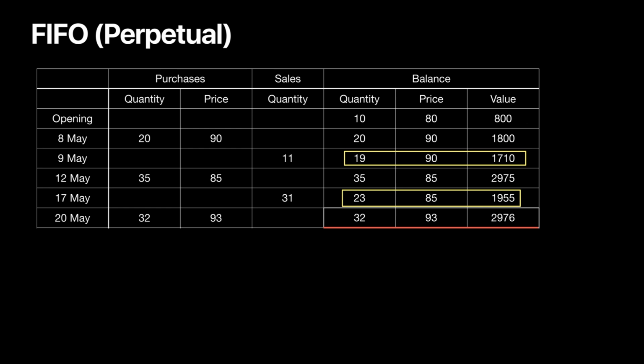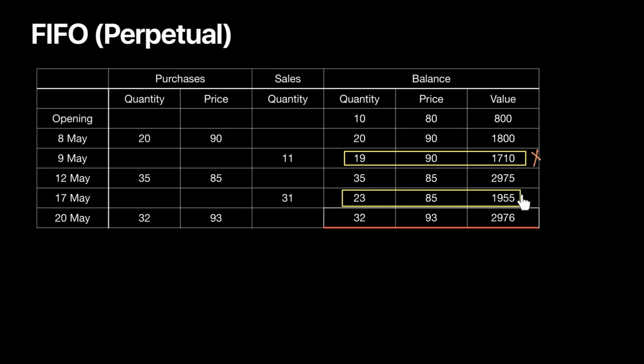So the next sale that we have is on the 17th May. That's for 31 units. Now remember, again, it's first in, first out. So you have two separate stocks. I've highlighted them as well. We have these 19 units and these 35 units. It's first in, first out. So what I'll do is I'll first sell off these 19 units. So these will be eliminated. They will no longer be there. Then I will sell 12 units from this batch. When I sell 12 units from this batch, I'll be left with 23 units.